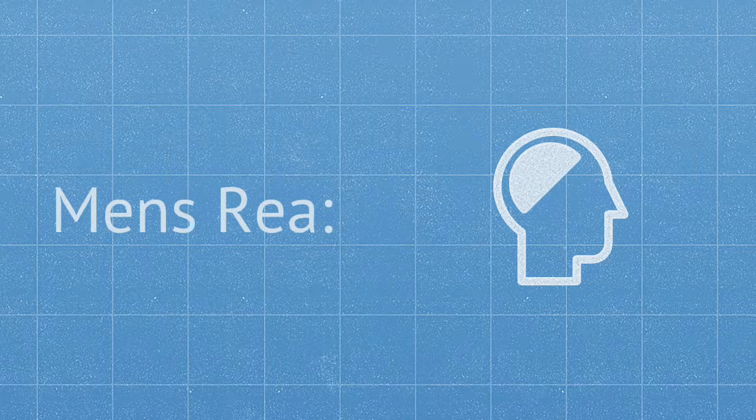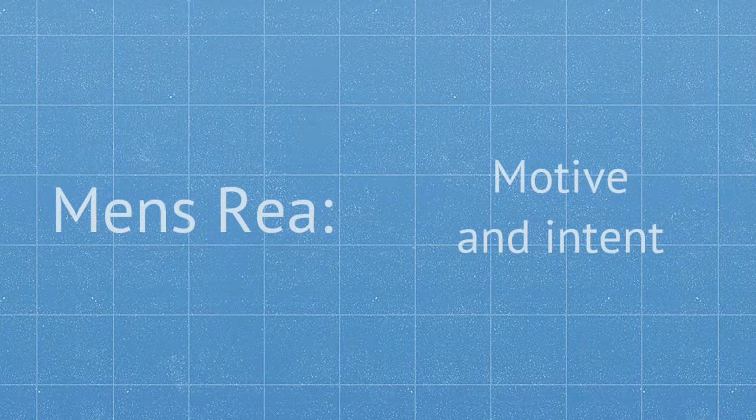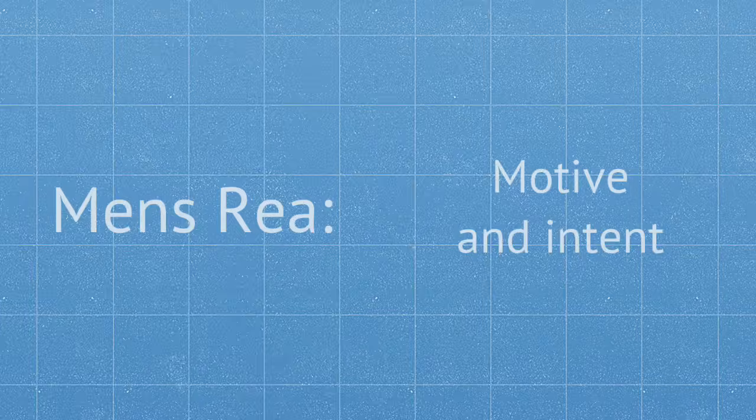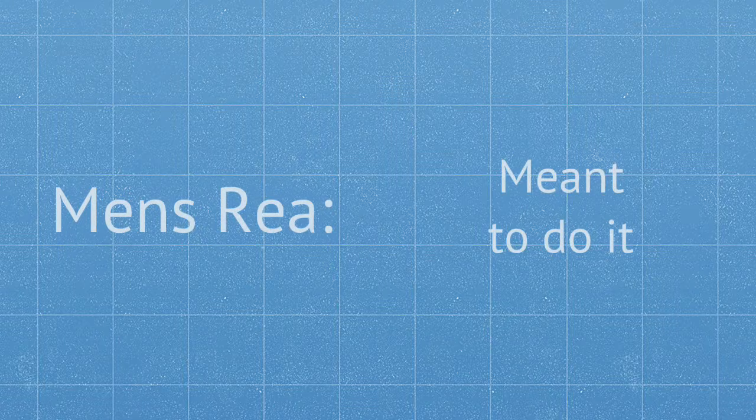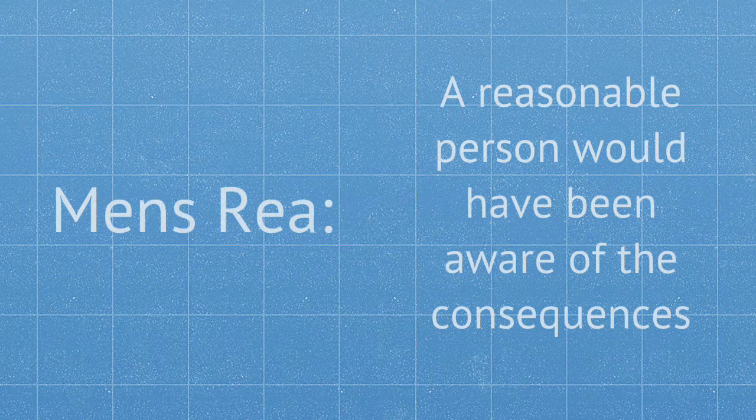This is the hardest element to prove because it has to do with the mind, and we can't always tell what people are thinking or what they know. Fundamentally, mens rea looks at the motive and intent of the person who's accused of committing the crime. In order to prove mens rea, you need to show A, that they meant to do it, and B, that a reasonable person would have been aware of the consequences of their actions.